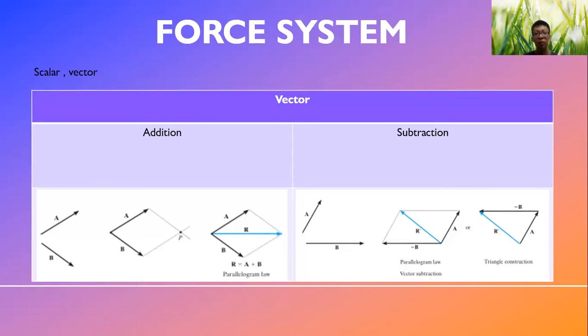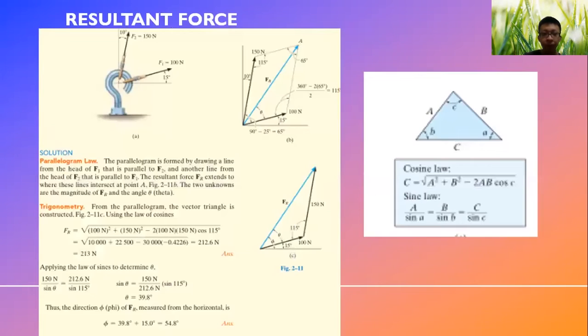And for force systems, there are addition and subtraction. This diagram can be seen as a basic introduction of a force system, but it's not accurate at all. It is a basic introduction and a rough picture of a force system. If you see this question, there's a hook and there are two forces.